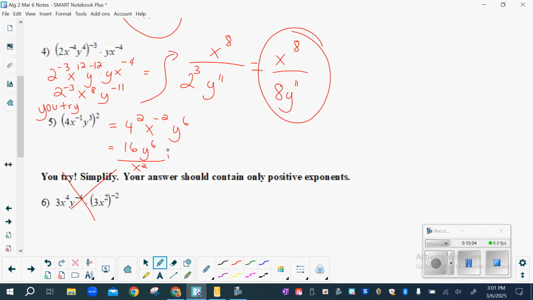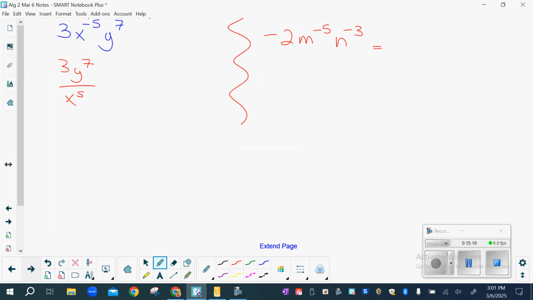Okay, this is what your answer should be: 16y to the 6 over x squared. Let's do one with some division. One or two, and that will be it. Okay, moving on.